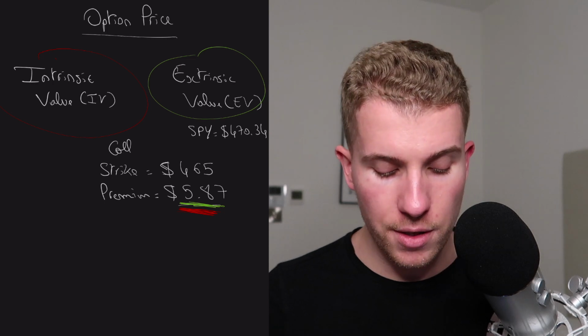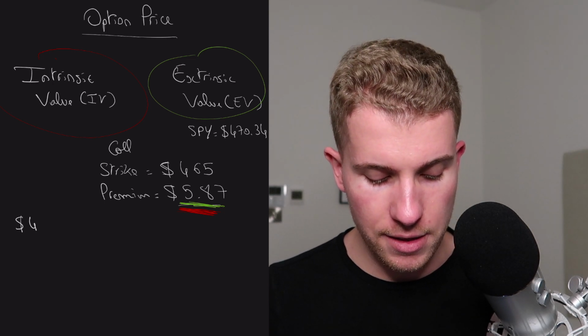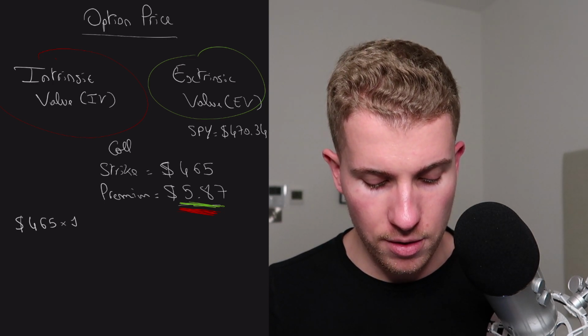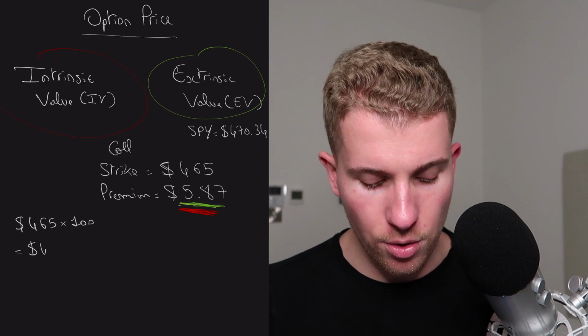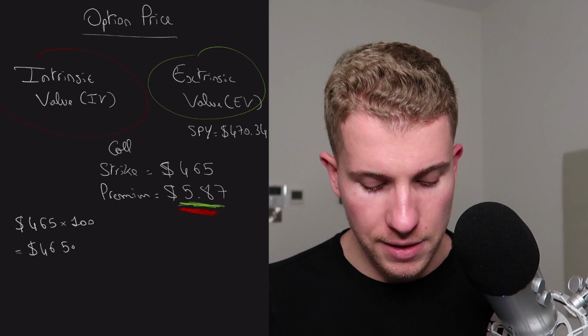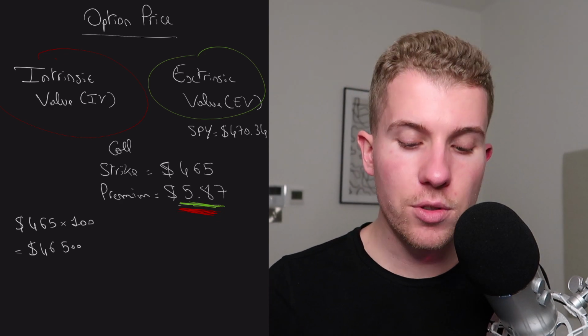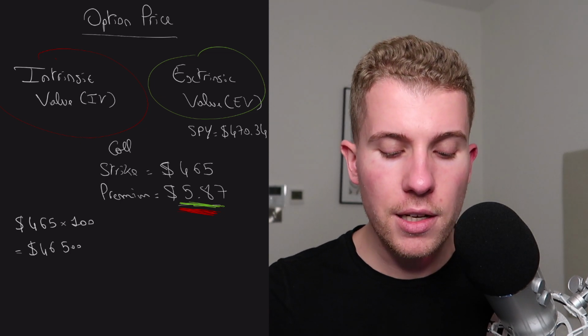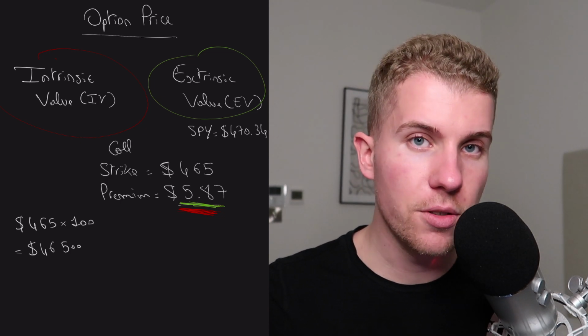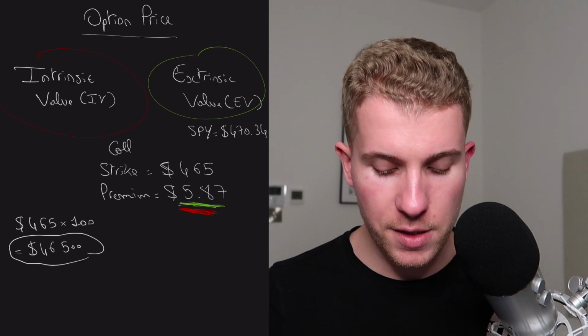Well, you're going to own shares at $465 per share, times 100 because there are 100 shares, and then in the end, you're going to have to pay $46,500 so as to buy 100 shares of the SPY, as the price per share is $465. So that is your investment.